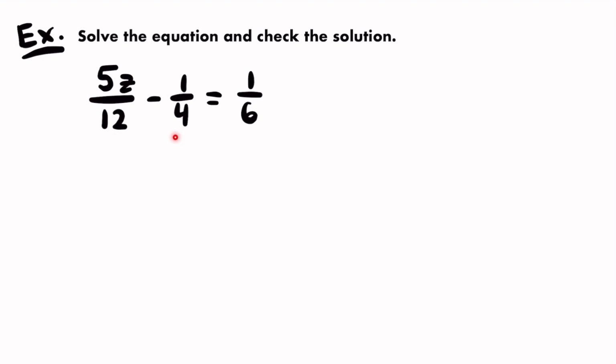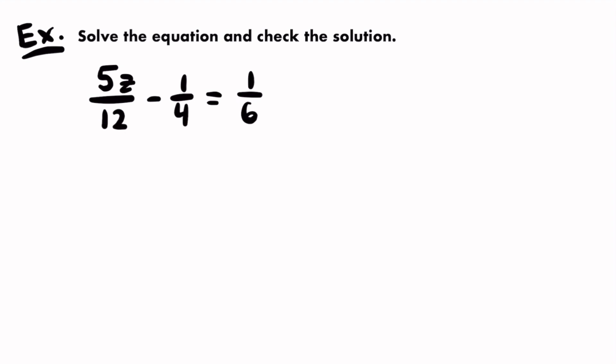You could try to solve this equation as it is, but you would have to get some common denominators between the fractions in order to combine them when you add a constant to both sides of the equation. And so instead of having to deal with that, let's just multiply both sides of the equation by a number that is going to get rid of all of these denominators.